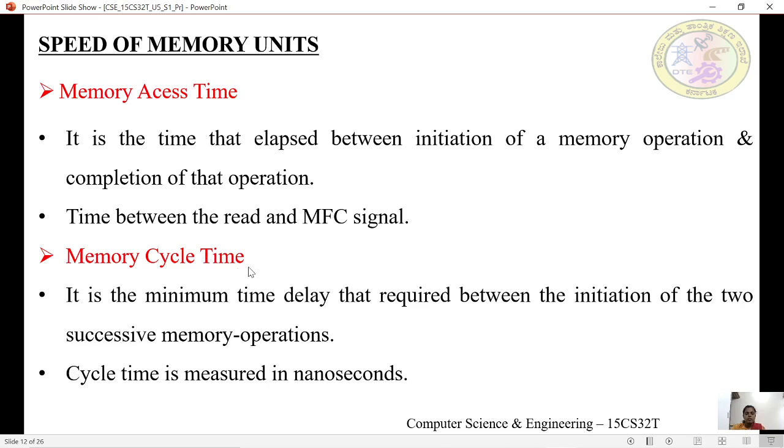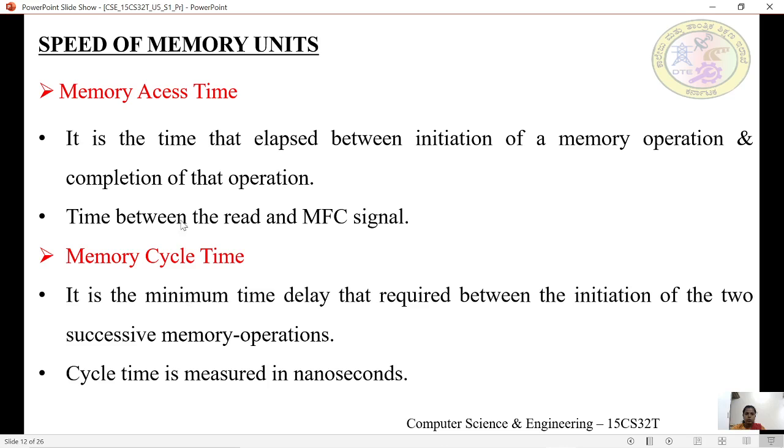Then memory cycle time. It is the minimum time delay required between the initiation of two successive memory operations. So the time delay between any two successive memory operations, it may be a read operation or a write operation, is called the memory cycle time. This cycle time is measured in nanoseconds. The memory cycle time is always greater than the memory access time.